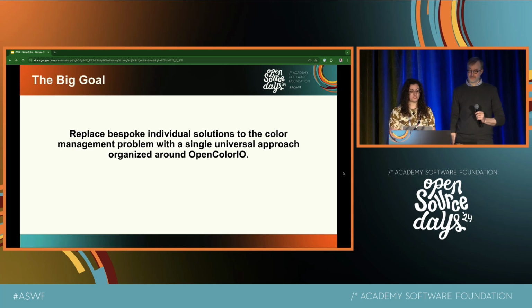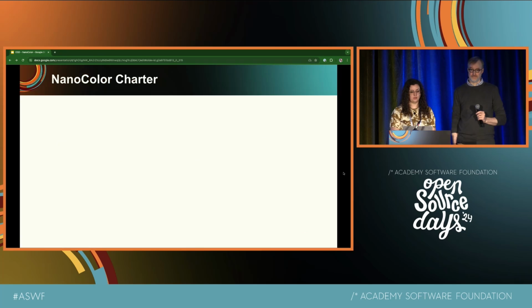The big goal was to replace the currently bespoke individual solutions to the color management problem with a single universal approach organized around OpenColorIO because of the fact that we're, as OCIO, already an industry standard and implemented in many of the applications already used by our stakeholders.